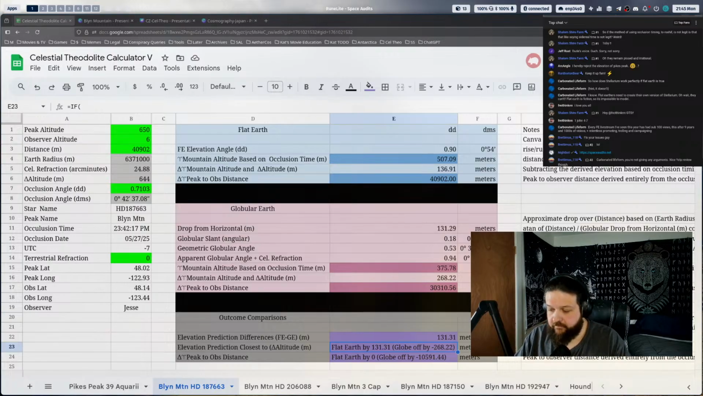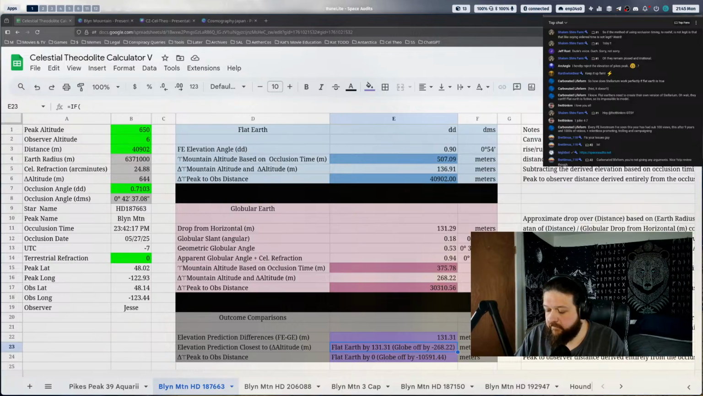And now we're at the point where not only is it correct, but if you derive any part of the triangle from that occlusion timing, you're actually going to get the right numbers. You're going to get the right distance, the right height. So I don't know where to go from here other than, yo, the stars are coplanar with Earth.